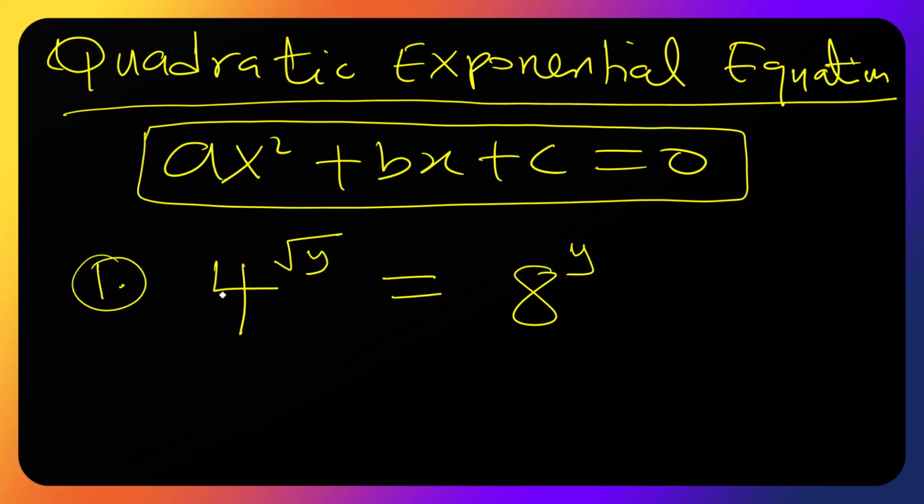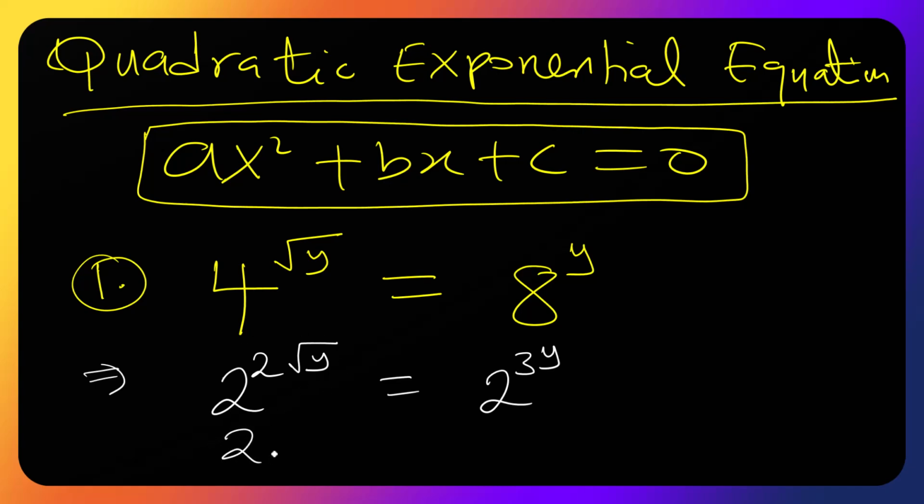Remember 2 squared is 4 and 2 to the power of 3 is also 8. So from here, I can say 2 to the power of 2. Remember this one is there, so it will multiply. And we have 2 to the power of 3, and again, the y will multiply. So we have equal bases now, so we can equate the powers. So we have 2 square root of y equals 3y.